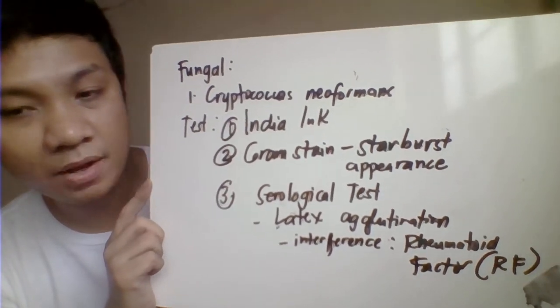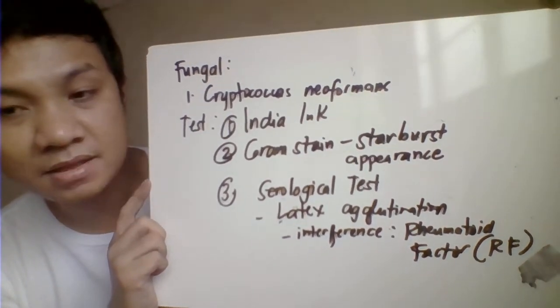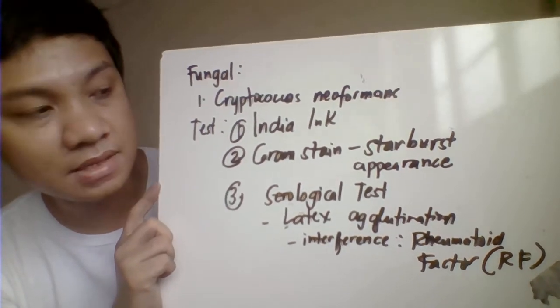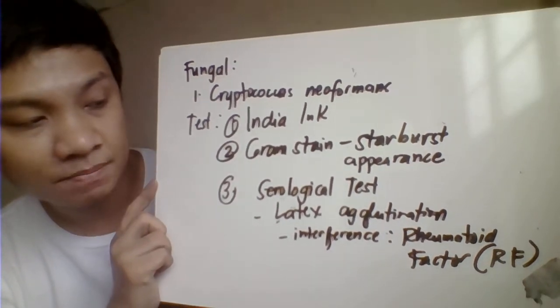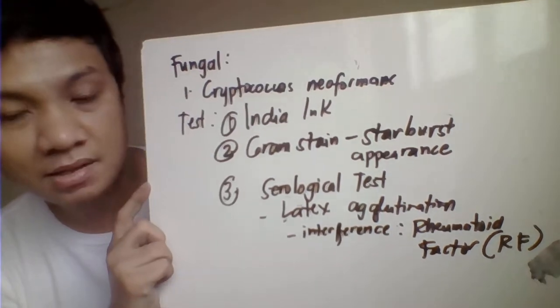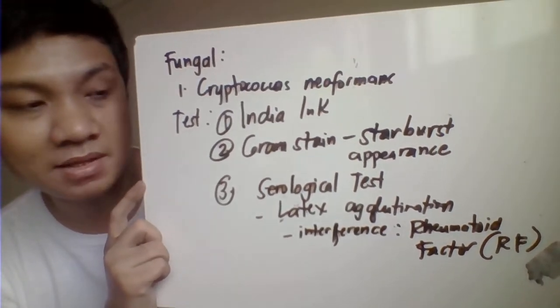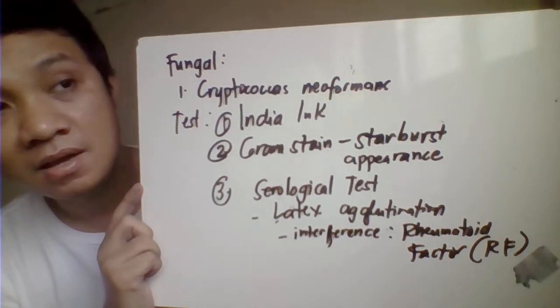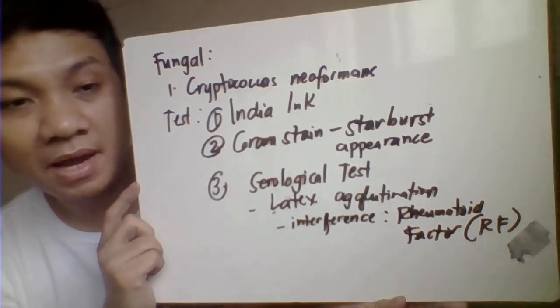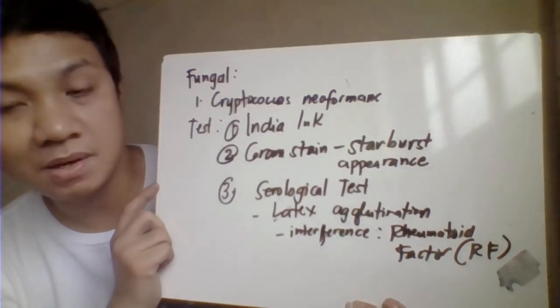Okay, then another one, we have also here your Gram stain. You would have a characteristic starburst appearance. For serological tests, you could perform the latex agglutination test, but you need to be very careful because the rheumatoid factor might interfere with the test. It will give a false positive result.